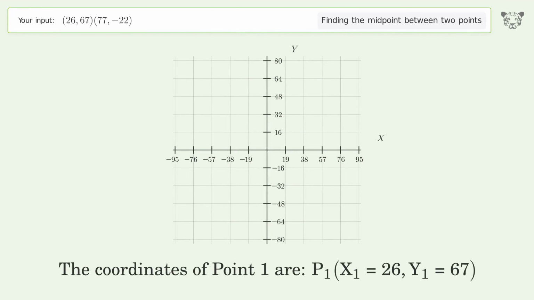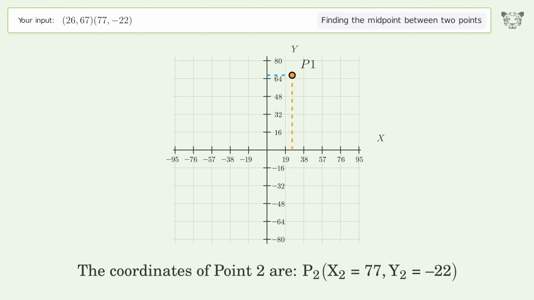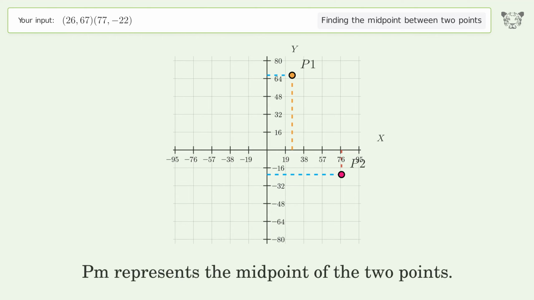The coordinates of point 1 are x1 equals 26, y1 equals 67. The coordinates of point 2 are x2 equals 77, y2 equals -22. PM represents the midpoint of the 2 points.